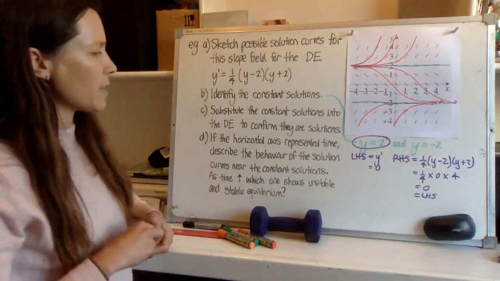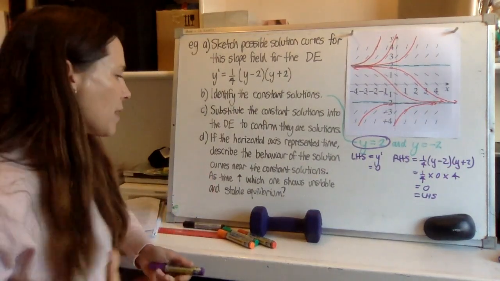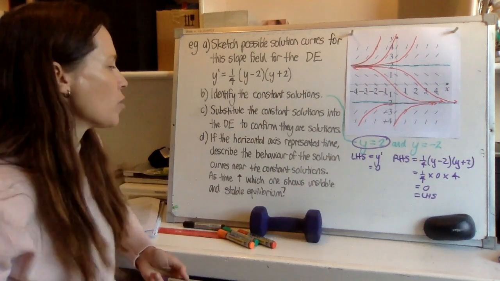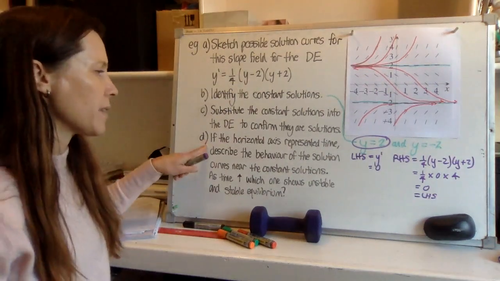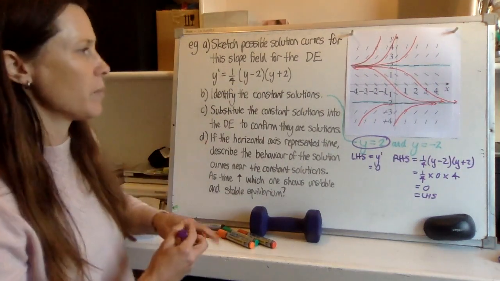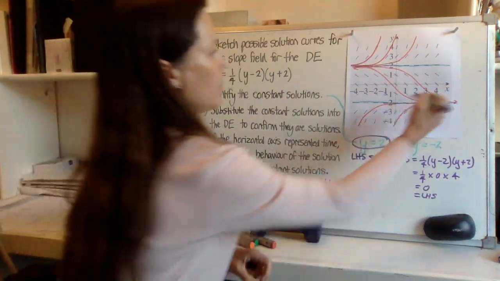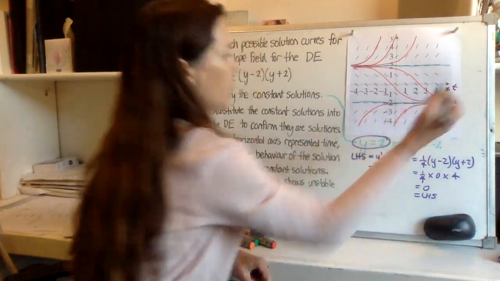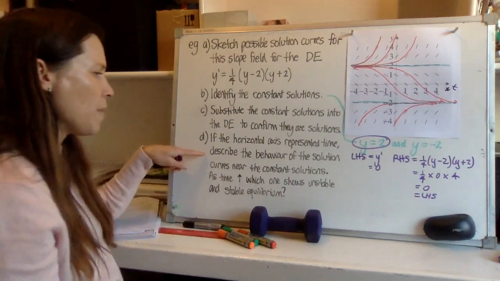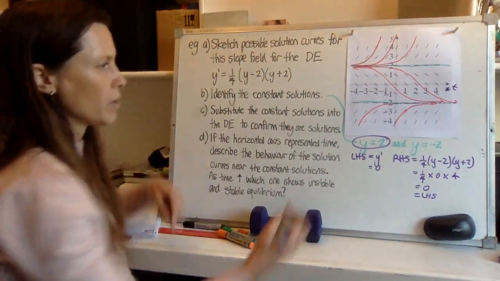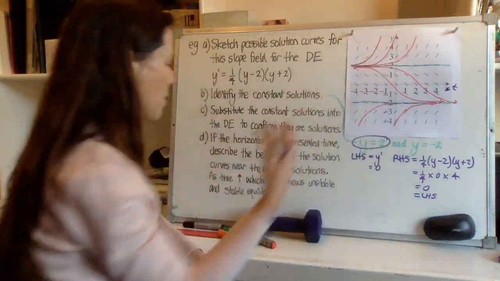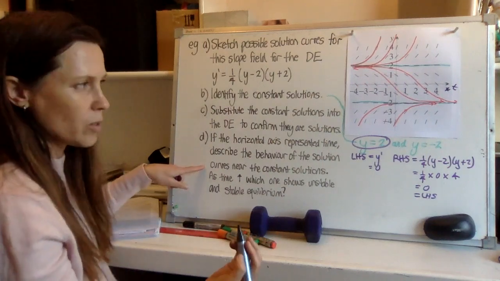All right, here's where it gets interesting, and this is where we can start to understand the whole idea about equilibrium solutions. If the horizontal axis represented time, so instead of this being x, let's imagine that it was t, then describe the behavior of the solution curves, so all of these curvy ones here, how are they behaving near the constant solutions?